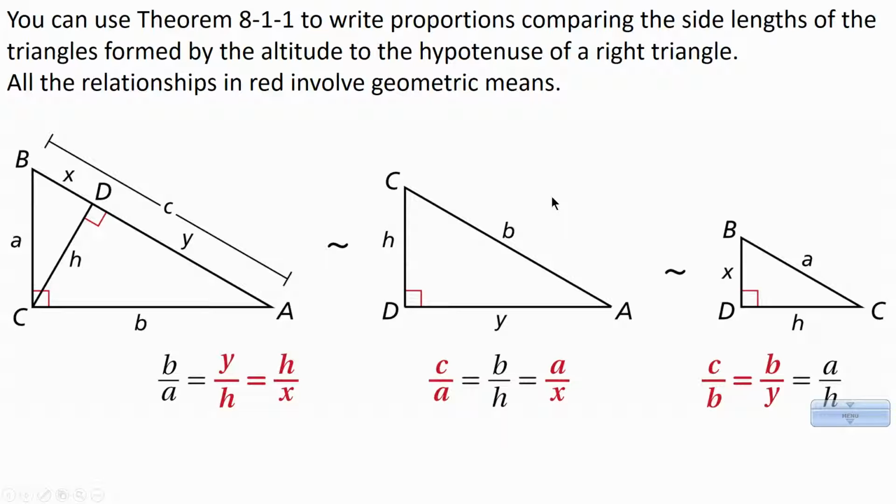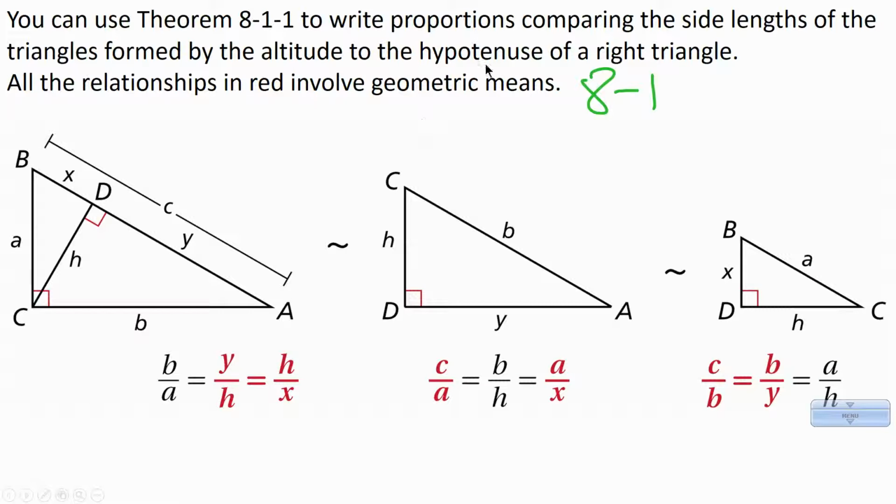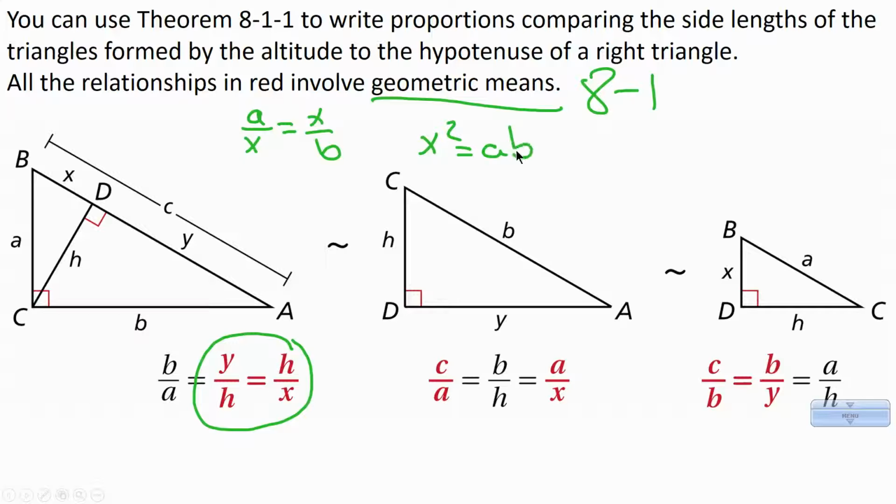All right, so this is where we left off last time. This is 8-1. We talked about comparing, we talked about geometric means. And we talked about at the end how you can see this is a geometric mean because we said a over x is equal to x over b. And then that becomes x squared is equal to ab, or x is equal to the square root of ab.